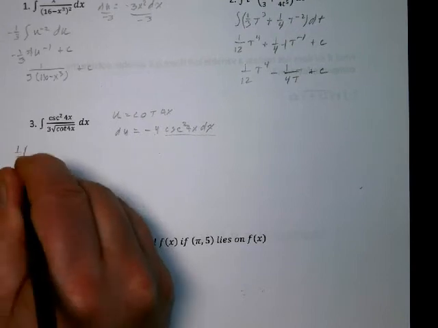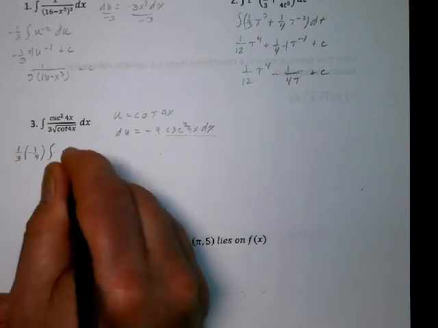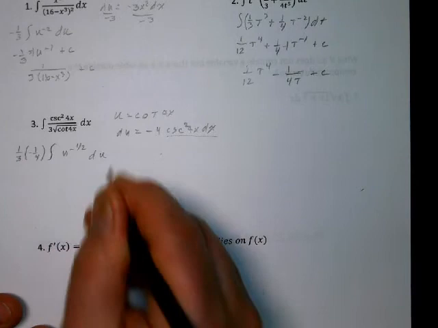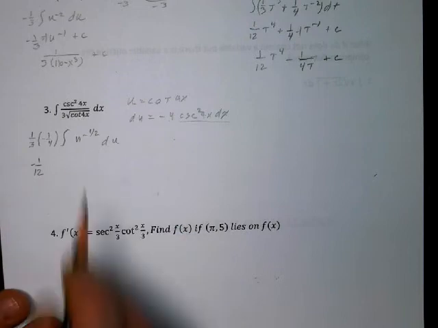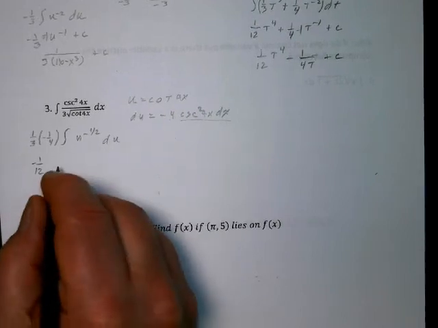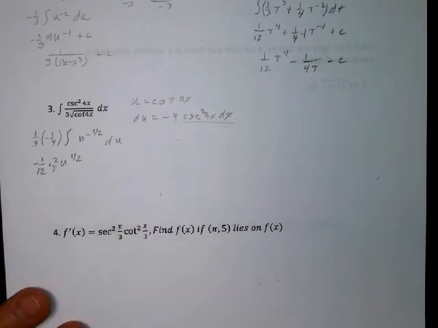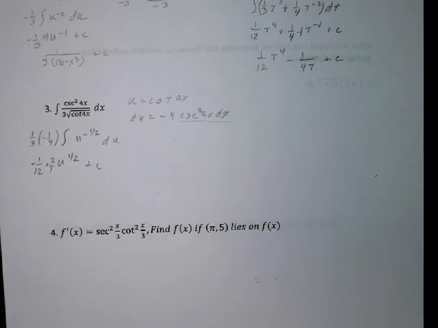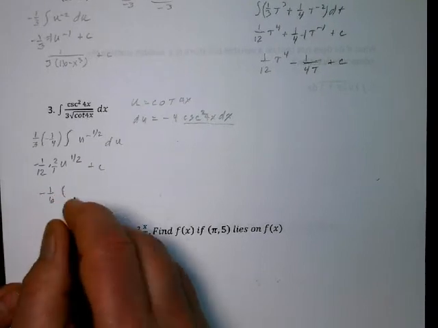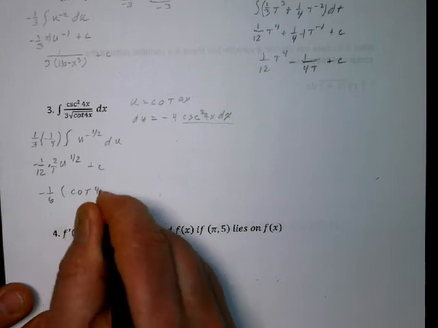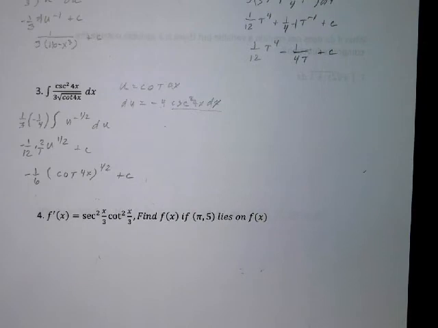So I have 1/3 times negative 1/4 times u to negative 1/2 du. Now I integrate u to the negative 1/2. Remember, you're going to add 1 to the exponent, so that's going to be u to the 1/2 multiplied by the reciprocal of the exponent plus c. Now I substitute everything back in. Now if you want to write that under the root, you can.